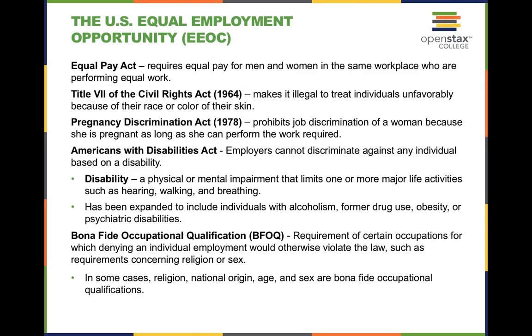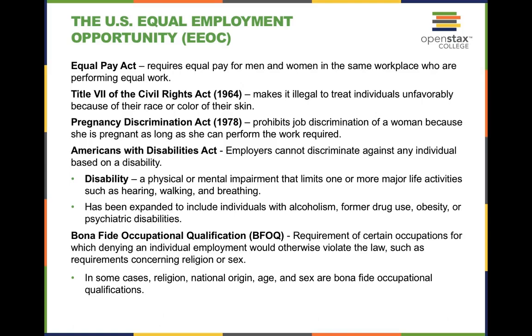Title VII of the Civil Rights Act of 1964 makes it illegal to treat individuals unfavorably because of their race or color of their skin. In 1978, we've got the Pregnancy Discrimination Act. This prohibits job discrimination against a woman because she is pregnant, as long as she can perform the work required.